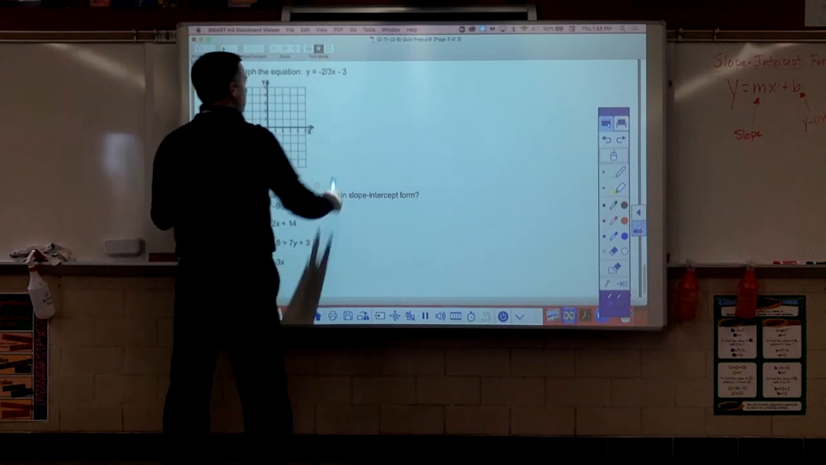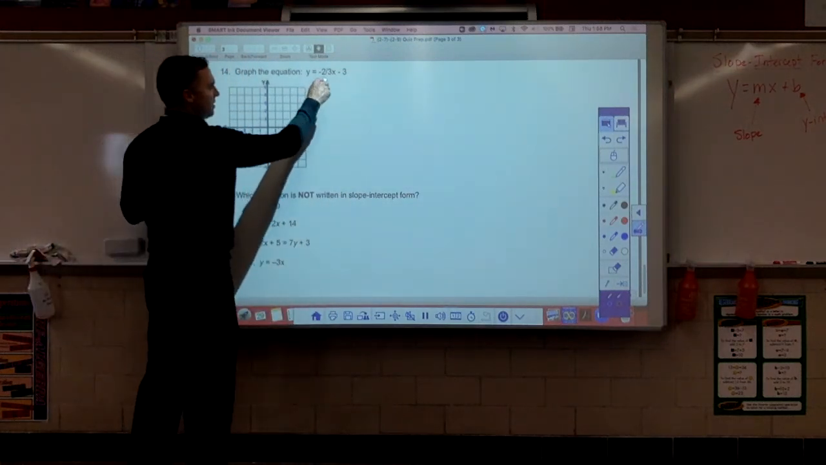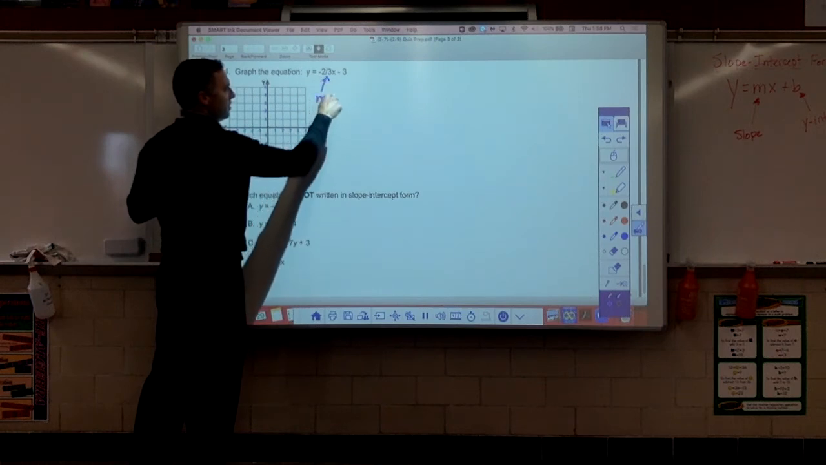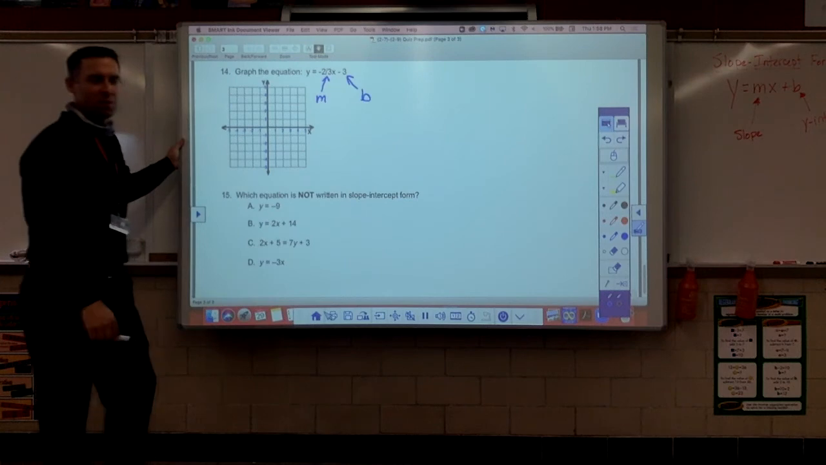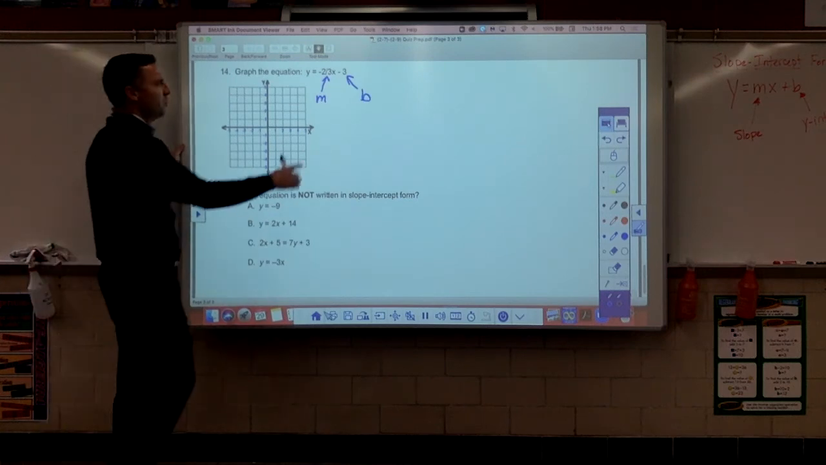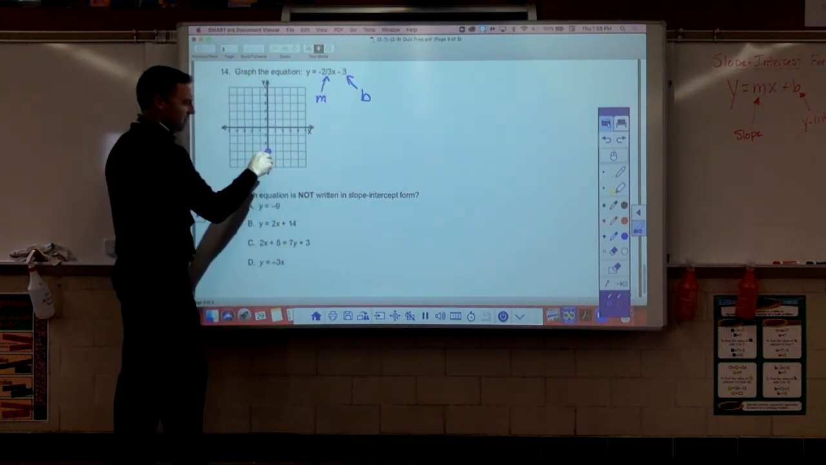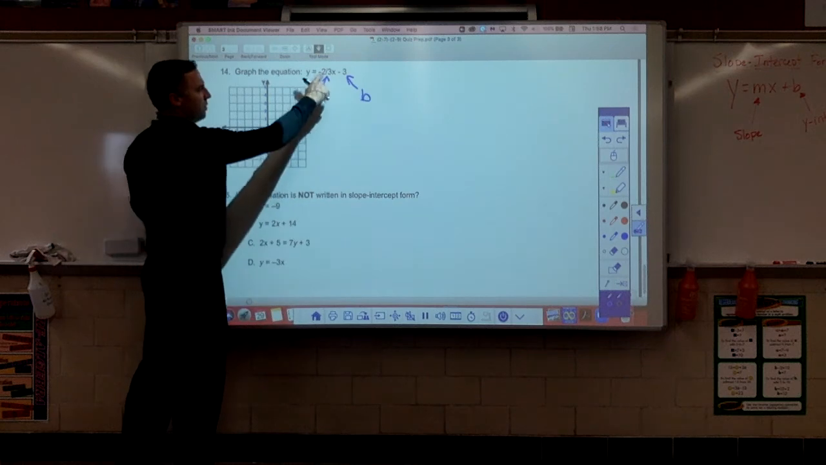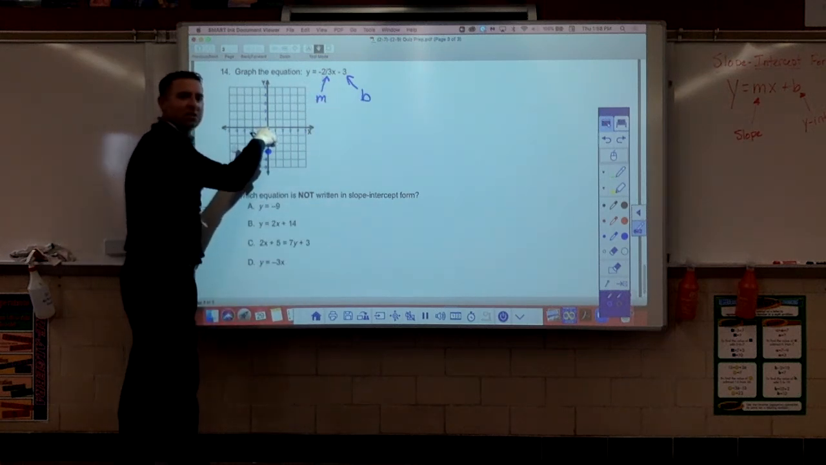Graph this equation. Y equals negative 2/3 x minus 3. This is your slope. This is your y-intercept, B. Where should I make my first point? Your first point at the y-intercept, negative 3. Make a point. Now, we need a slope of negative 2/3. Am I going to start at the origin?